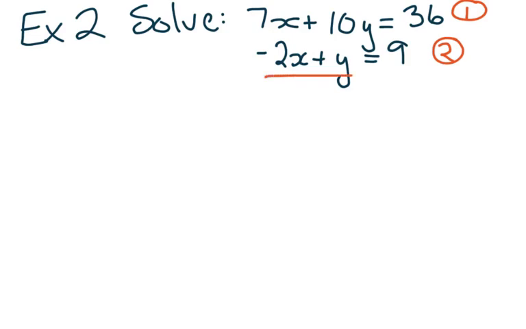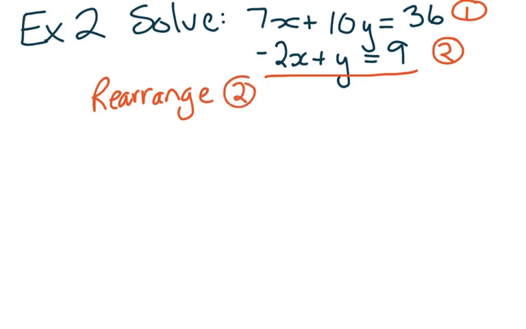If we rearrange this second equation, what we're looking for is a variable by itself on the left-hand side. We can have that y by itself. To do that, all we need to do is rearrange equation 2, and we're going to do that by moving the negative 2x to the other side. So we would have y equals 9 plus 2x. And then we label that equation 3.